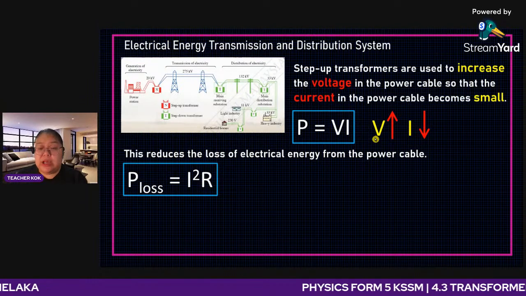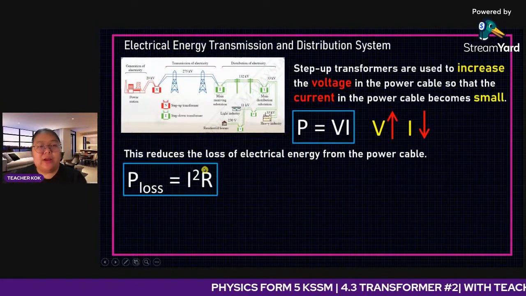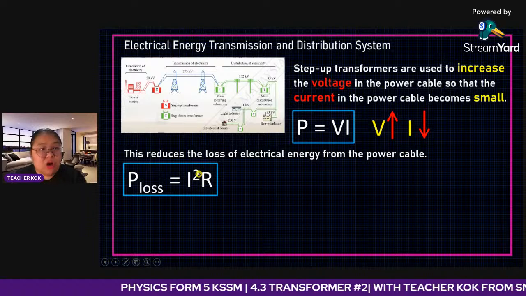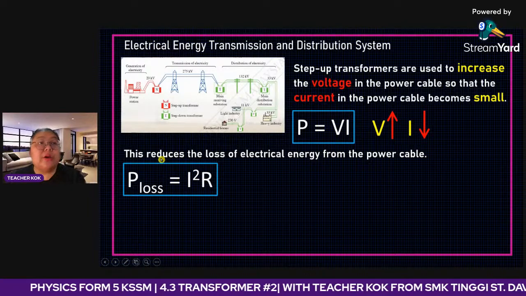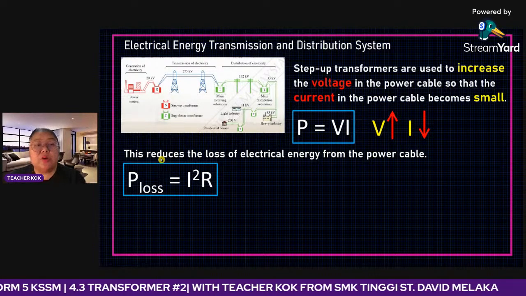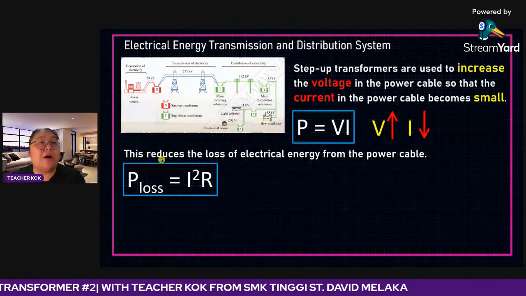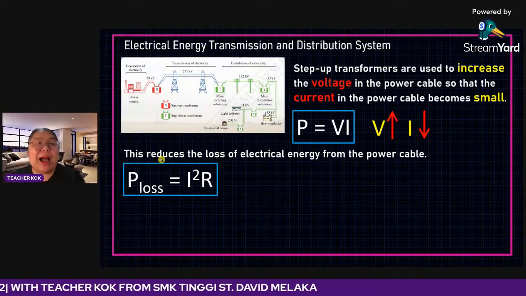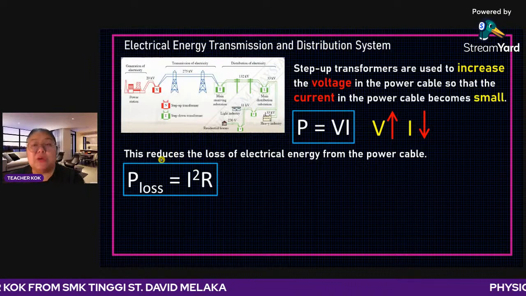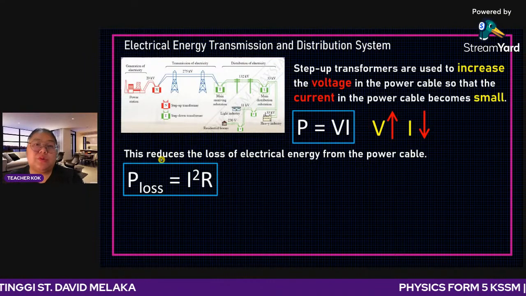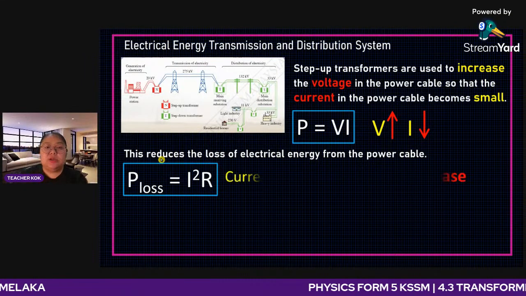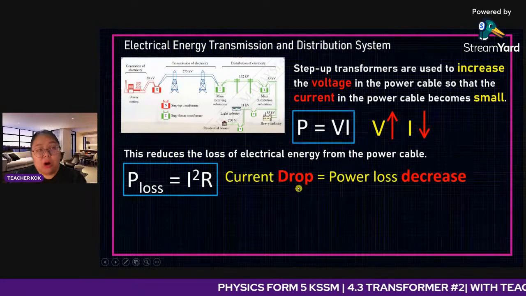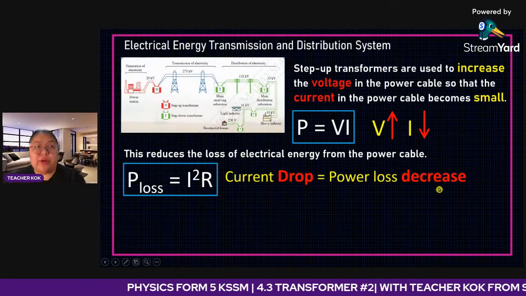Okay, the current passing through the cable will drop. So that means when the current drops, since power loss depends on I squared, the power loss will be reduced. This is why power stations use a step up transformer: because they want to reduce power loss. Okay, this is the reason. So we go to explain: the current drops, the power loss will decrease.